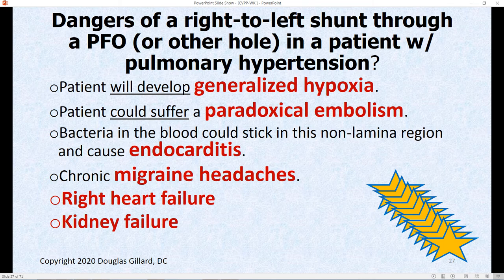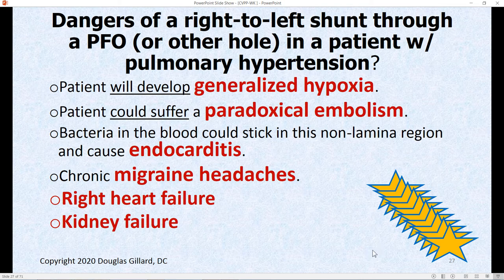So what's the danger of a left-to-right shunt? Sorry about that. Still fighting this voice thing.